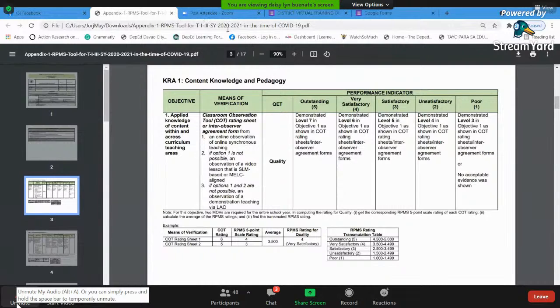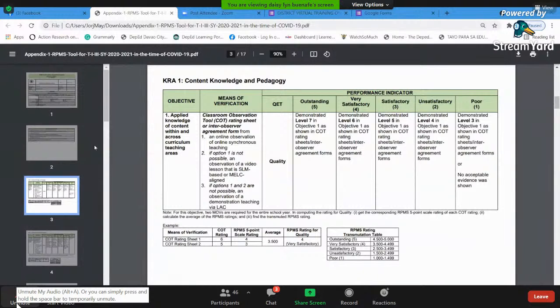Okay. So I repeat, the teacher will do the self-rating of her or his IPCRF based on the available evidences or means of verification she or he can provide. So that is why today we are going to discuss the different MOVs needed for each objective.